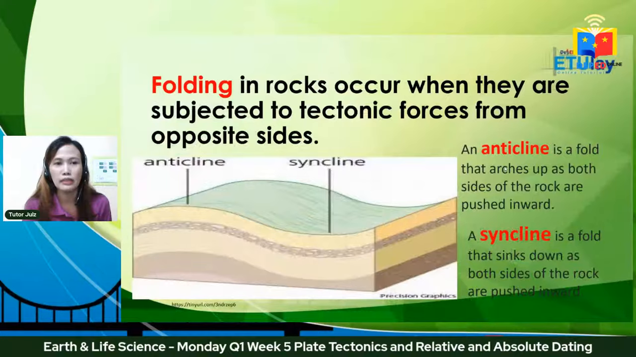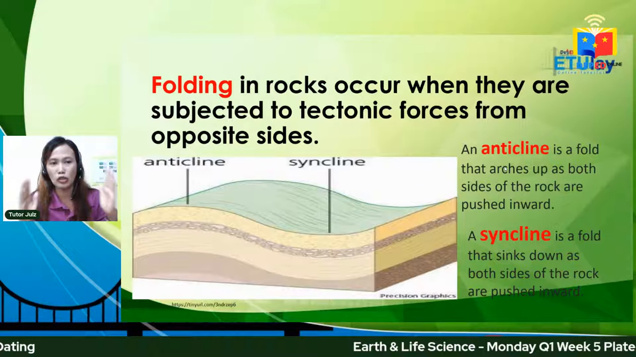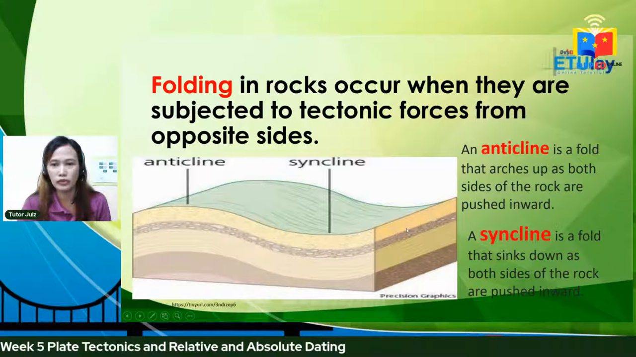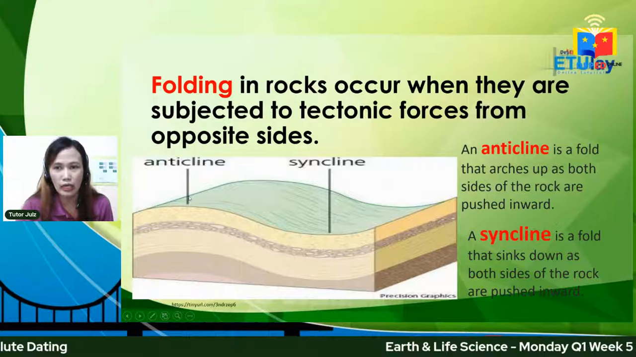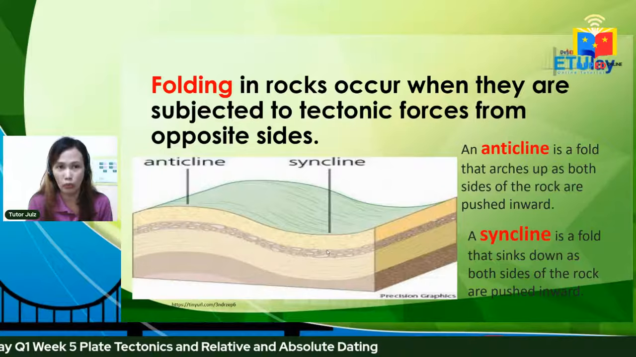And the folding in rocks occurs when they are subjected to tectonic forces from the opposite sides. So if there are forces on opposite sides, what will happen? There is a formation of folding. That is the illustration. An anticline is a fold that arches up when both sides of the rock are pushed inward. So this is the upward fold that arches up, that is known as anticline. A fold that sinks, the one down here, that is known as syncline. So those are the parts of a fold.